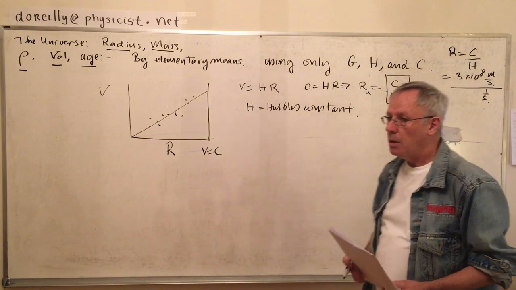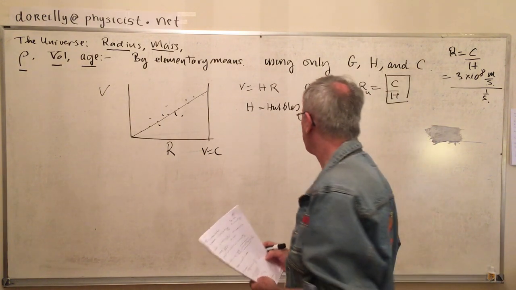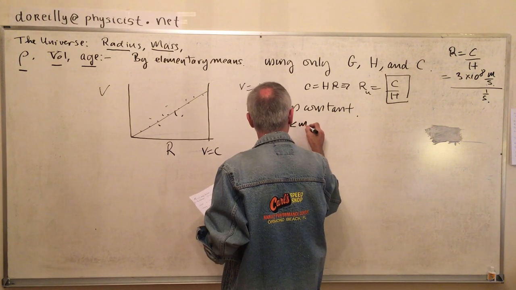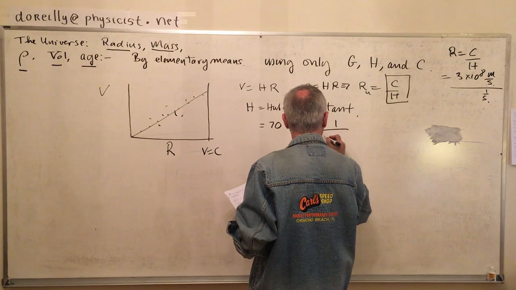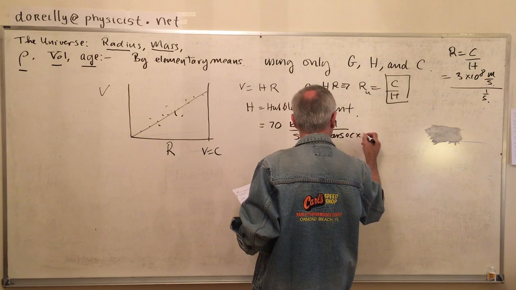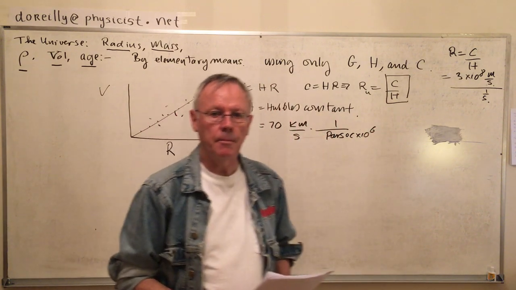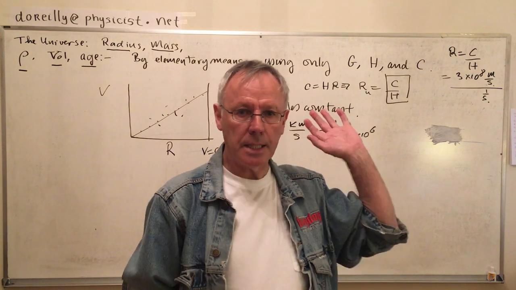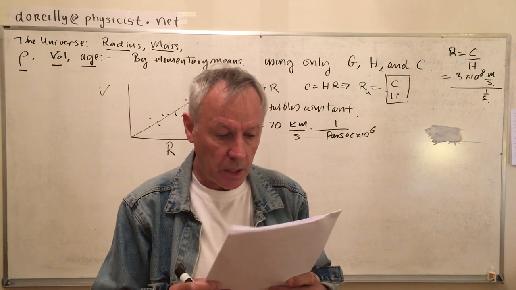Now we need to know what Hubble's constant is. Well, actually, it's measured to be approximately 70 kilometers per second per megaparsec. A megaparsec is a million parsecs. Okay, we need to have that. We need to have SI units. Parsecs are no use for working with. So we need to know what a parsec is.